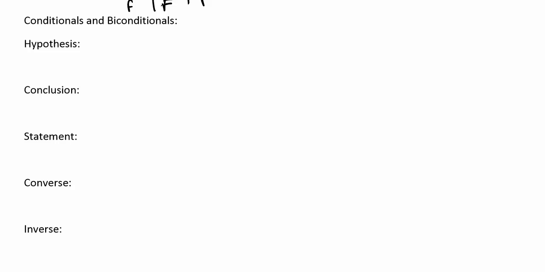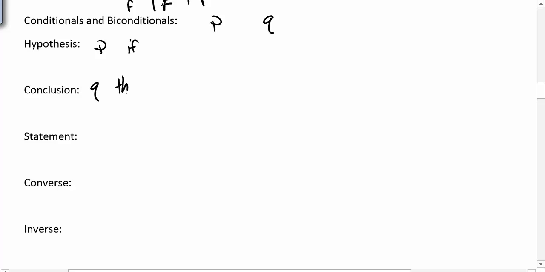Okay, so we're going to look at a conditional and a biconditional statement. Let me start by defining things in any given statement. We have these two statements, this P and this Q. The P statement, or the initial statement, we refer to as the if statement. So if this condition happens, and the conclusion is typically our Q, we get the then.